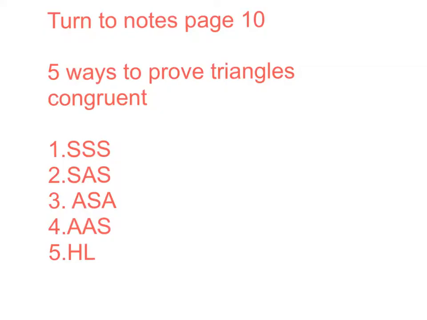Okay, turn to page 10, and that is your notes page. In this unit, we will learn 5 ways to prove triangles are congruent. We've already talked about side, side, side, so all we need is 3 pieces of information. 3 sides of one triangle congruent to 3 sides of another, and hey, the triangles are congruent. We talked about side, angle, side. We need an angle between 2 congruent sides, a congruent angle and 2 congruent sides, and we can prove triangles are congruent. So now today, we're going to talk about the remaining 3.